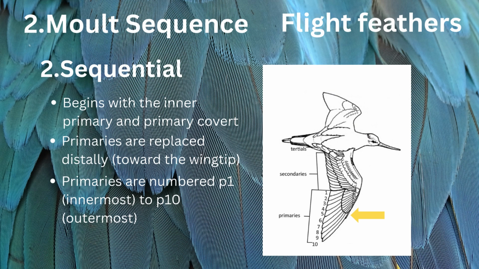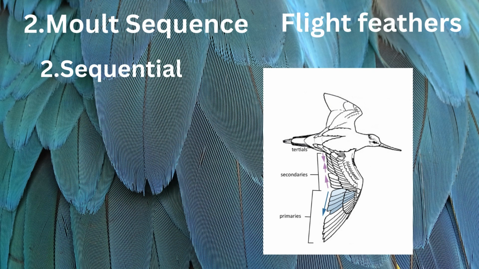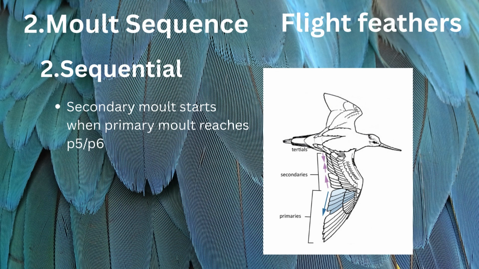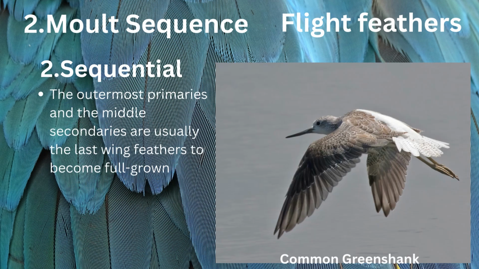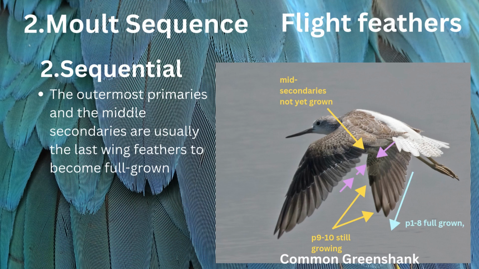When primary molt reaches about P5 or P6, secondary molt begins. Secondary molt can occur in several places at once: from the outermost secondary toward the body, and from S5 toward the body, and from the tertials moving outward. So the outermost primaries and the middle secondaries are usually the last feathers to become fully grown in a new molt.